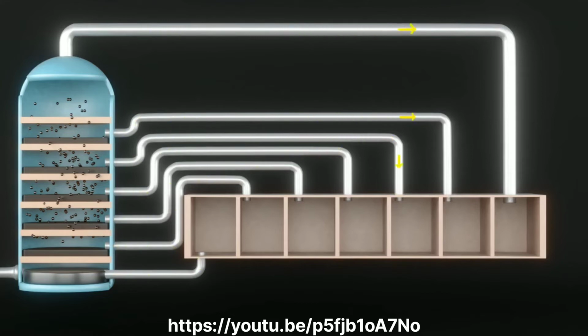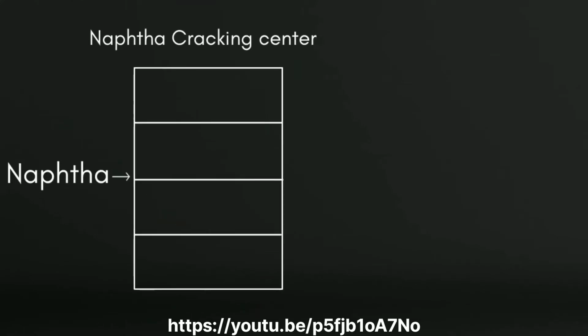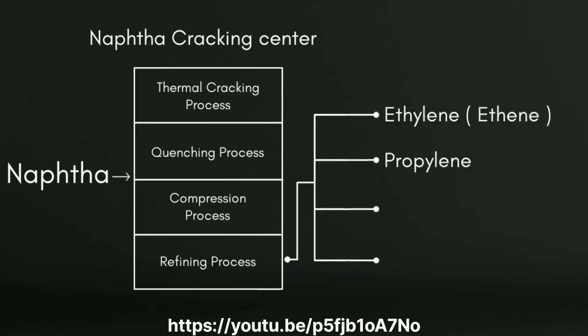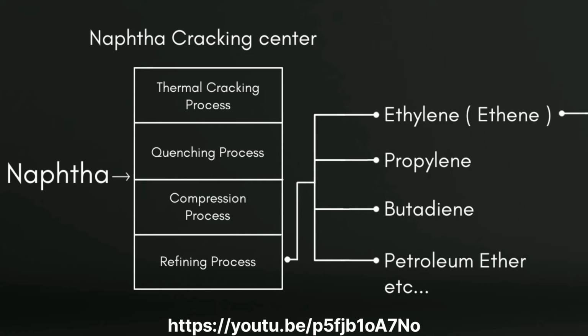Ethene is the most important substance in making plastic, and ethene is made from naphtha. To make ethene, naphtha is sent to the naphtha cracking center. There, naphtha is heated up to 800 degrees centigrade by using steam crackers. In the quenching process, naphtha is broken down into hydrocarbons. Then it is compressed and refined. We get ethene, propylene, butadiene, petroleum ether, etc. By this process, we made our important product in plastic production, that is ethene.